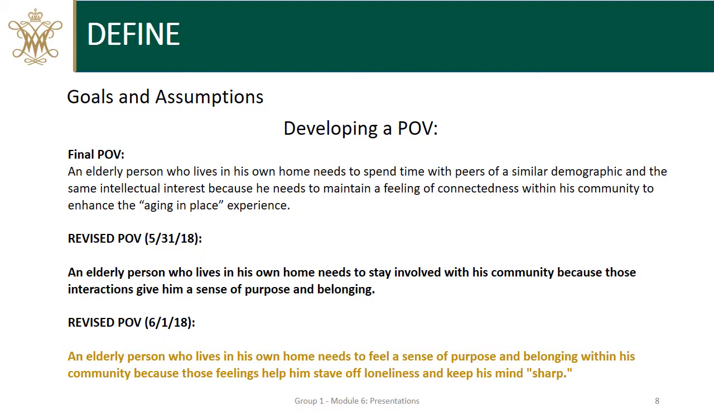Our first attempt suggested a solution in the statement of need. The May 31st revised attempt states 2 needs, but no real insight. We finally arrived at the highlighted point of view, which reads, "An elderly person who lives in his own home needs to feel a sense of purpose and belonging within his community, because those feelings help him stave off loneliness and keep his mind sharp."